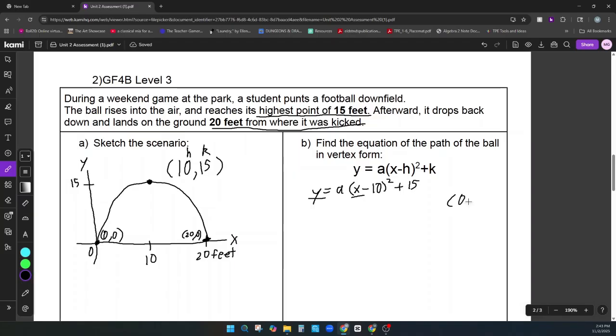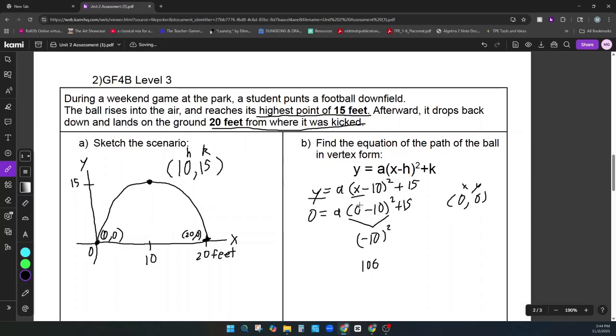So I'm going to plug in 0, 0 for my x and y value, giving me 0 is equal to a times 0 minus 10 squared plus 15. Now I'm going to have one unknown. So now it's just a matter of simplifying and solving for a, getting a by itself. So that process looks like I first need to do my parentheses. This is 0 minus 10, which gives me negative 10. Negative 10 squared is equal to 100.